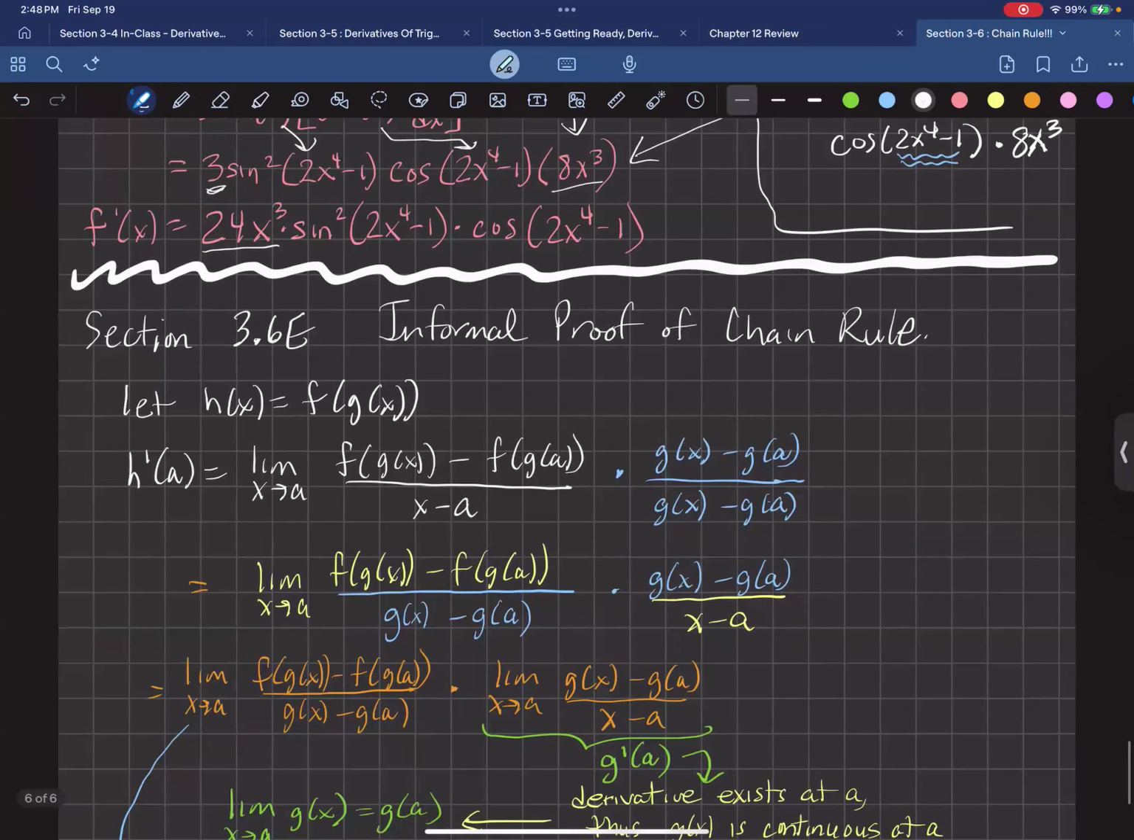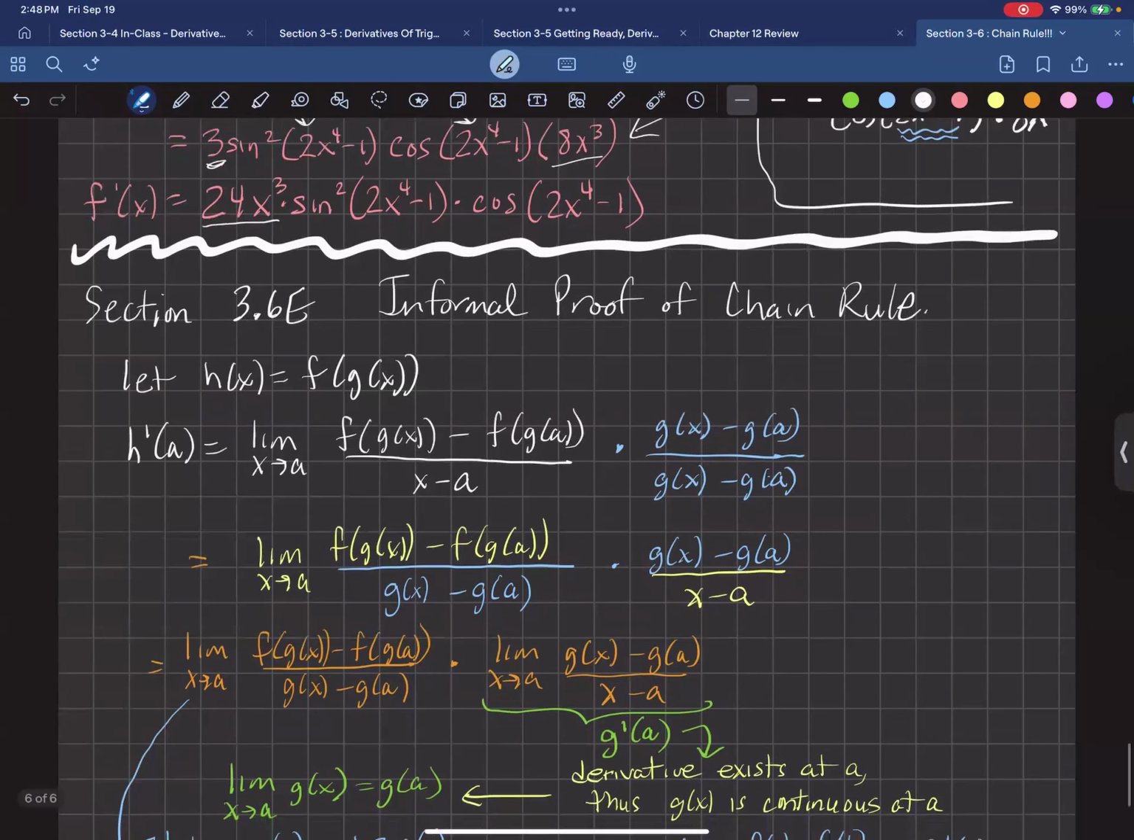So let's start on the right side here. The limit as x approaches a of g of x minus g of a over x minus a, that's the definition of g prime of a. And you'll remember that rule we had: if it's differentiable, it means the function was continuous there. So the derivative exists at a for g, which means g of x is continuous at a. And since g of x is continuous at a, we know that the limit as x goes to a of g of x has to equal g of a. That was the rules of continuity.